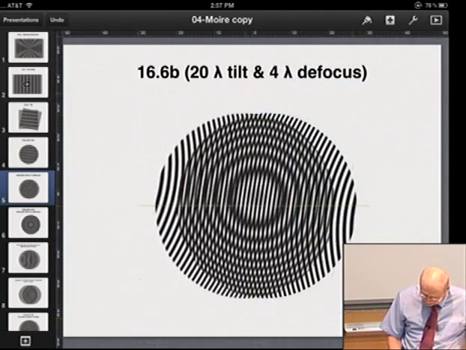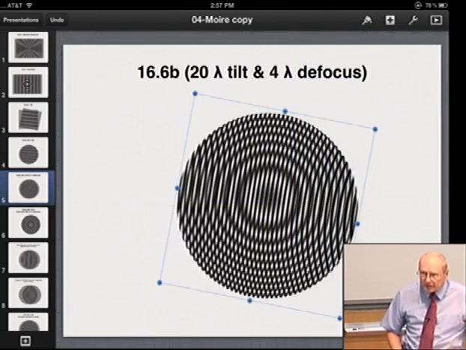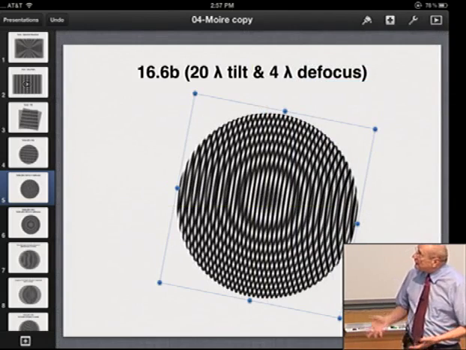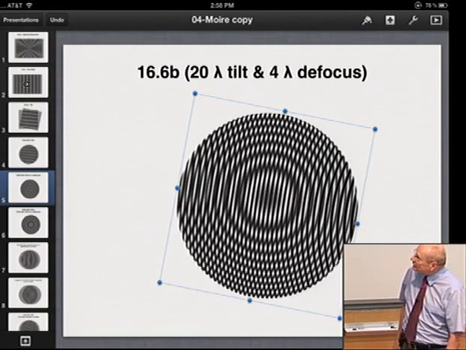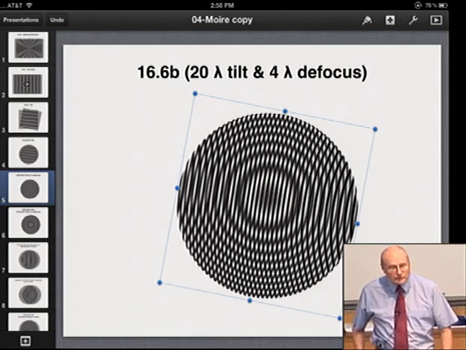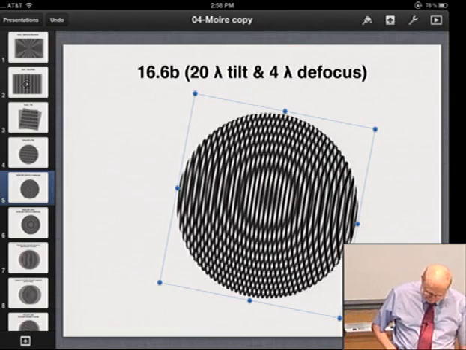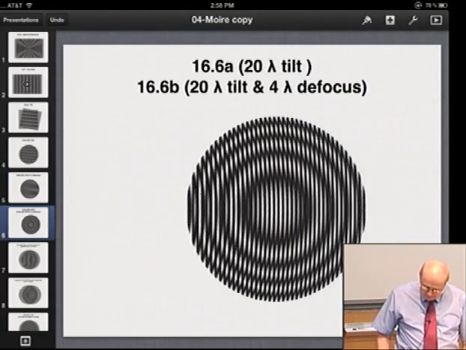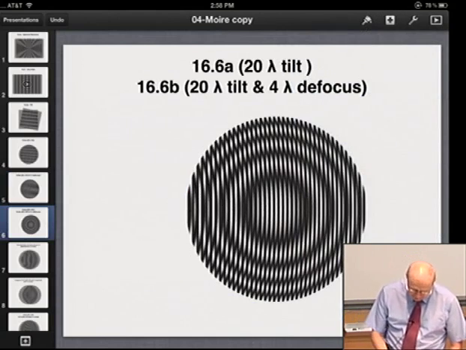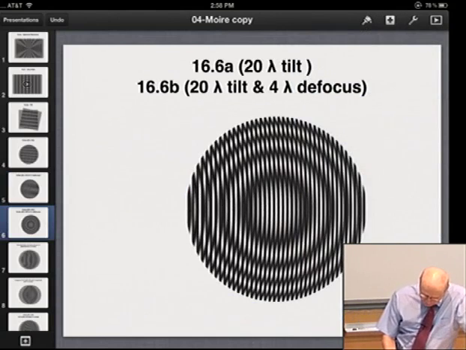And so now what I have here is that instead of the pattern subtracting out, they're adding. And so I'm seeing my 4 waves of defocus plus another 4 waves of defocus, or 8. Should be 8 fringes of defocus there. Okay. Let me flip it back. Well, I don't know. Just get playing with this. I have too much fun. So I have 20 fringes of tilt, and then 20 fringes of tilt plus 4 fringes of defocus.